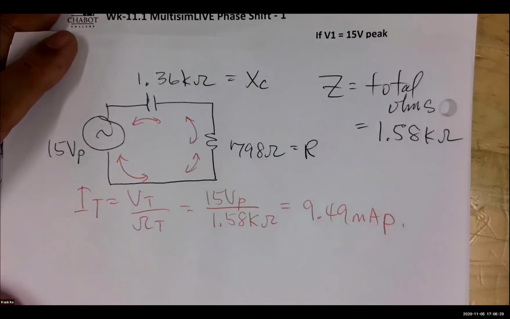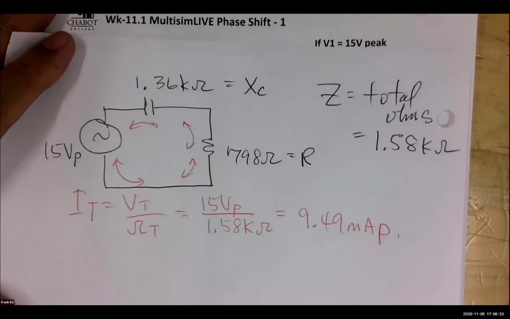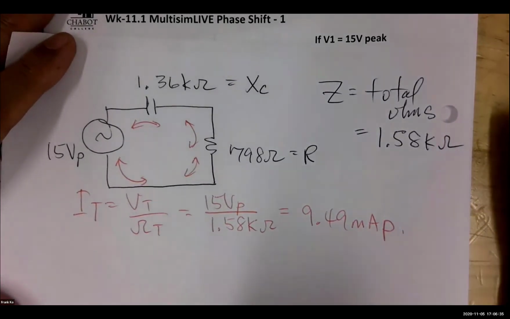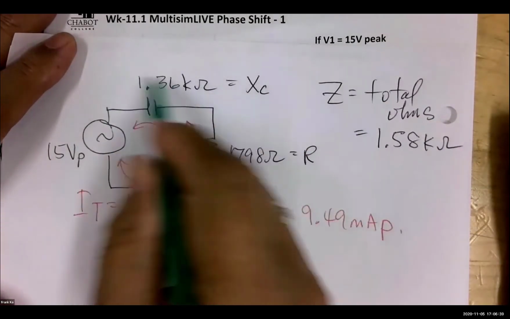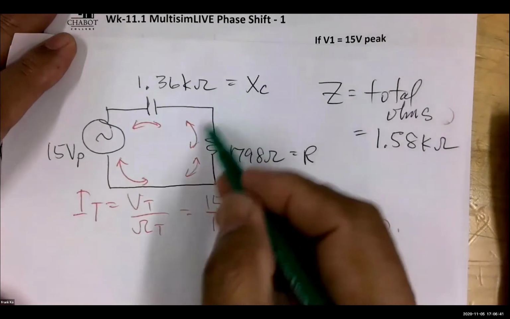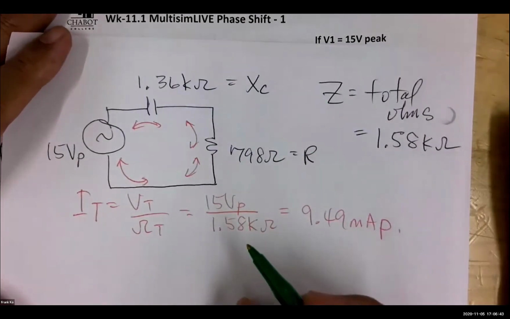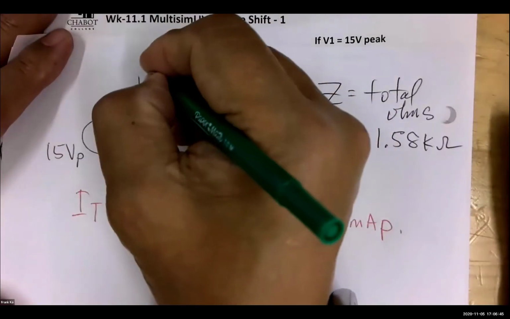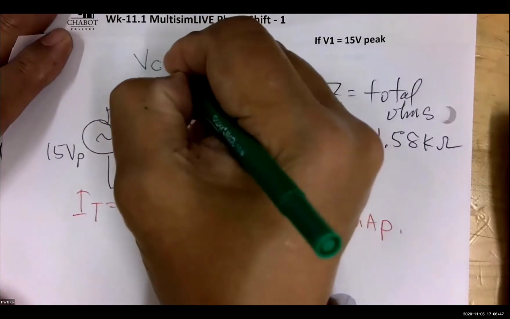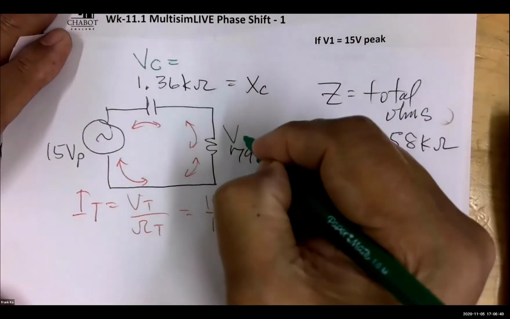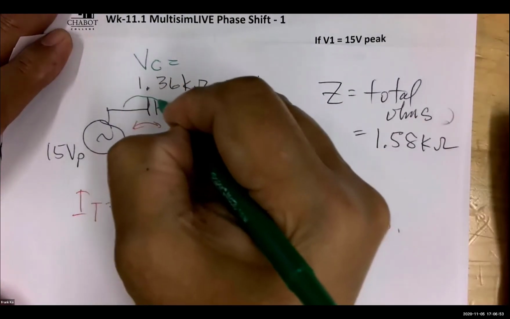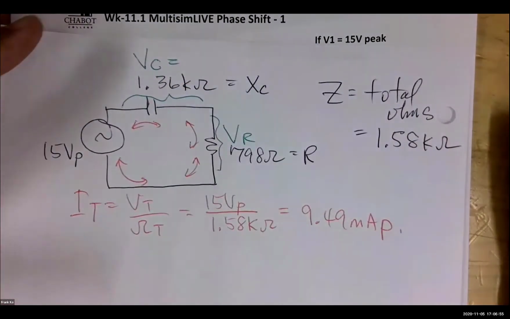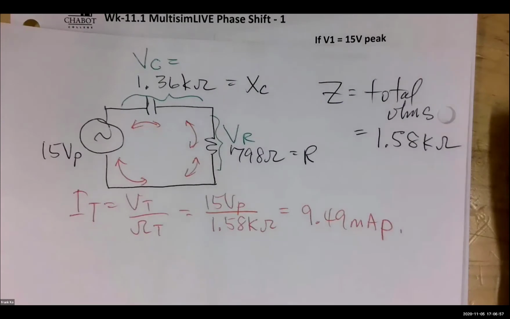So what I'm going to ask you to think about next is what kind of voltage are we going to be able to see if we used a meter and tried to measure the voltage across the capacitor and voltage across the resistor? What are we going to be able to see? How would we calculate VC? How would we calculate VR? VR is across the resistor. VC would be across the capacitor.